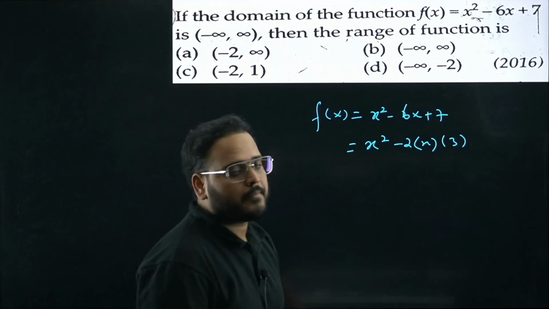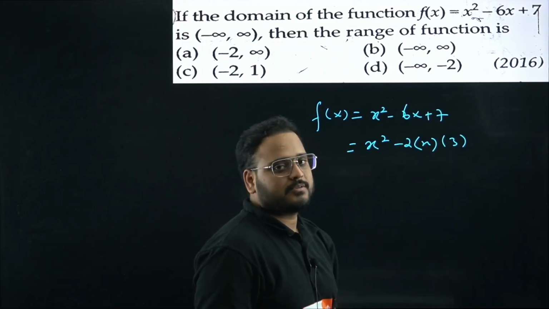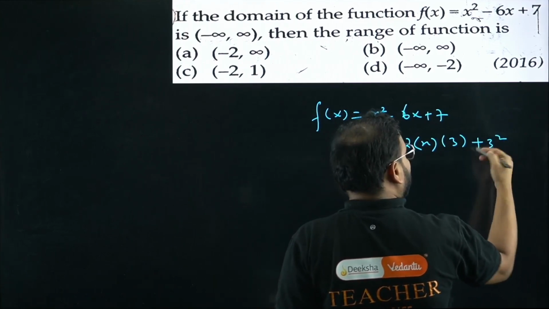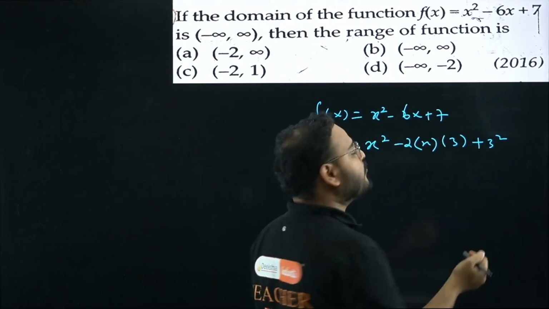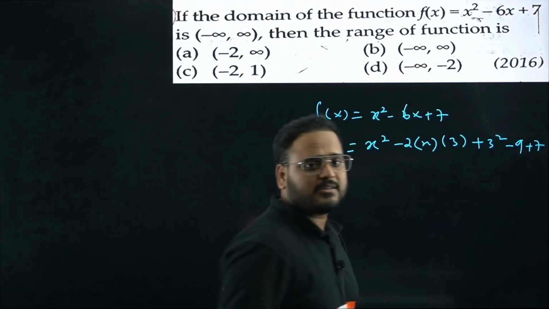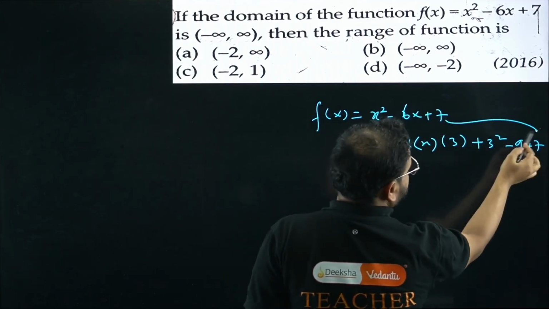Correct? Check this out. 3 into 2 is 6, so my b value is 3. I need the b square, so write 3 square. And this is going to be extra, I have to remove that out. How much is that? Minus 9. So plus 7. Plus 7, why, sir? That was already there, no? That's why. Plus 7 is already there.